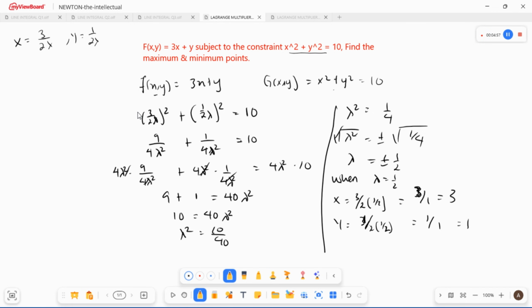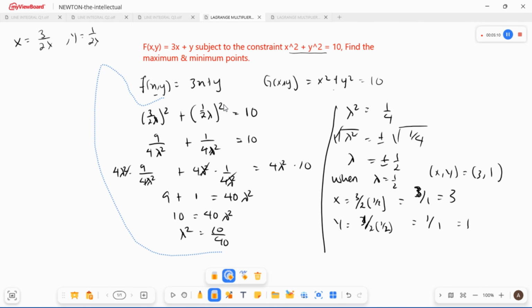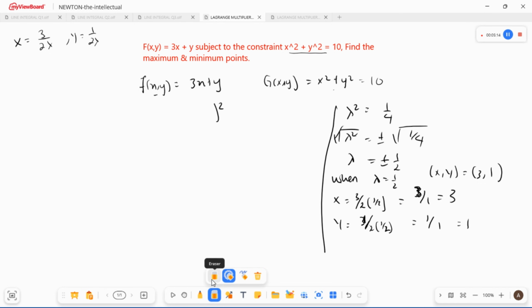So that means when lambda is equal to 1 over 2, then x comma y is equal to 3 comma 1. That's our first point. Let me rub off this other side, so we can find x and y when lambda is equal to negative 1 over 2.